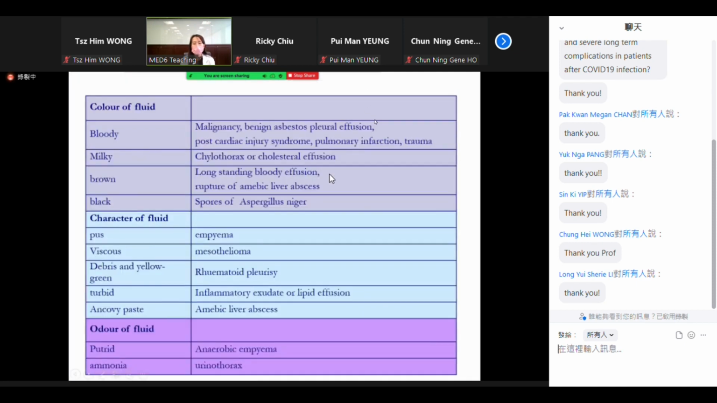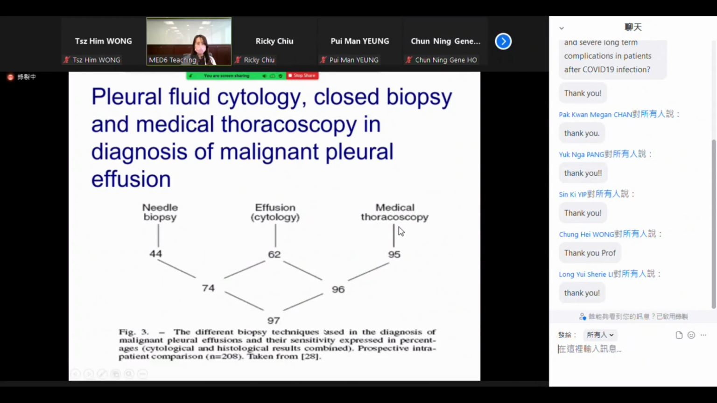When you stick the needle into the pleural effusion, immediately you can examine the color of the malignant pleural effusion.